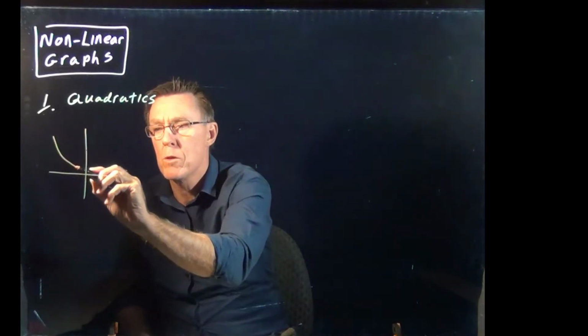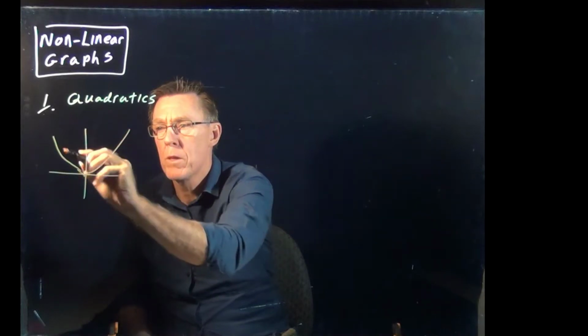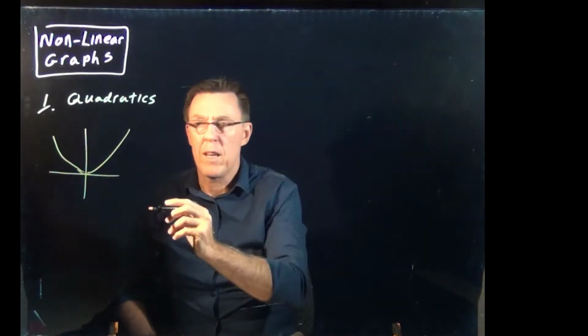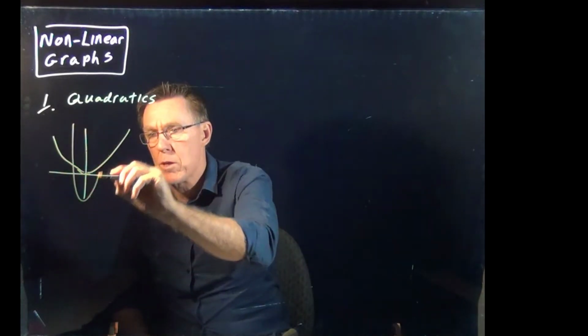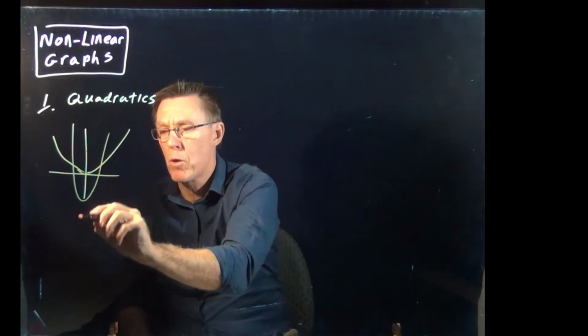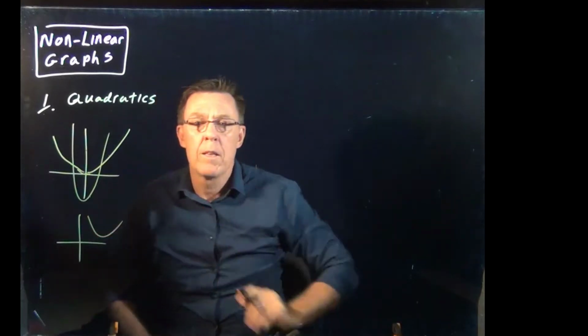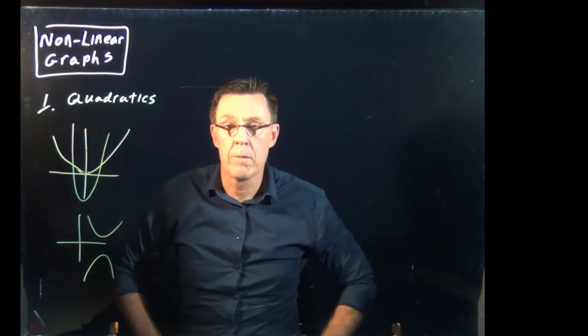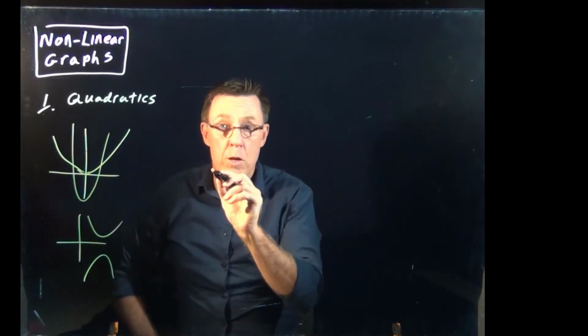First one is quadratics. A quadratic is just the shape like that. Parabolic shape. They can be more narrow, they can stretch down, they can be moved across to the side, and they can be flipped over. So they're called a quadratic. They have that general shape.